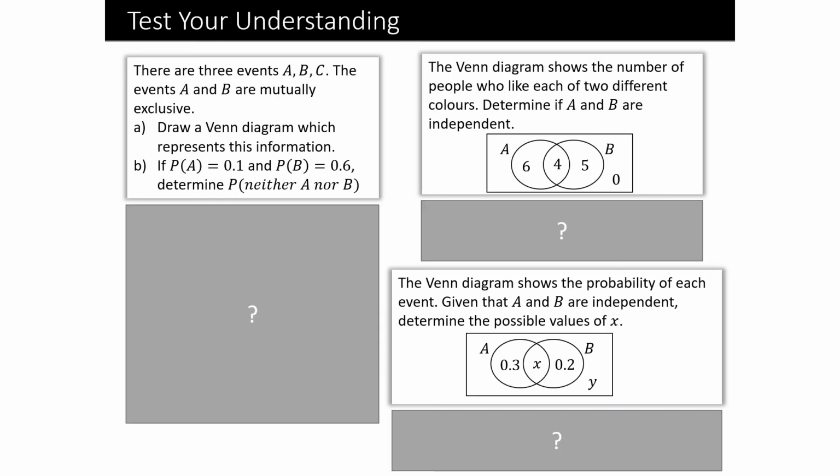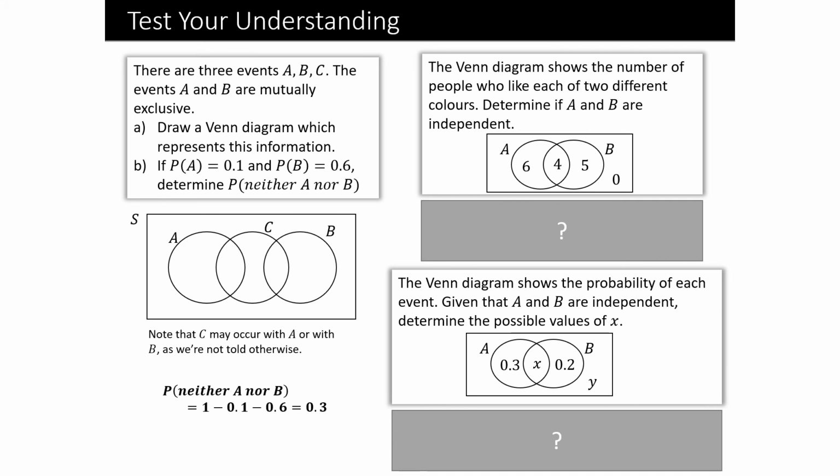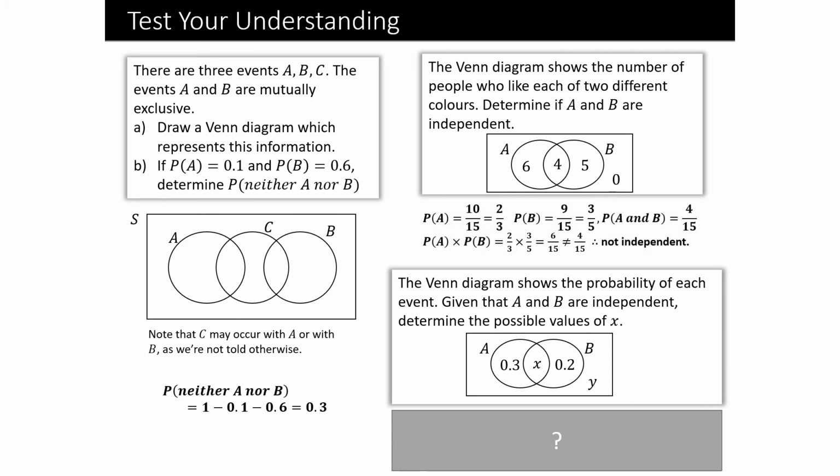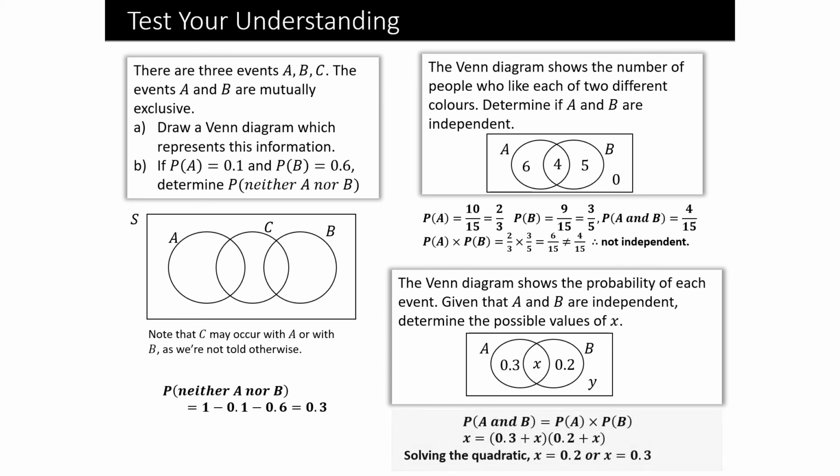So there's a 3-part question for you guys to practice. So why don't you pause the video and have a look at this question. Okay, so for part A, or the first one, you should have got this. Second one, they're not independent. And the last one, x equals 0.3. Okay, so we're going to move on.